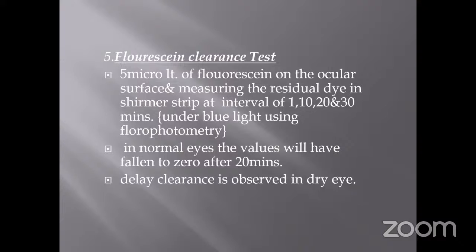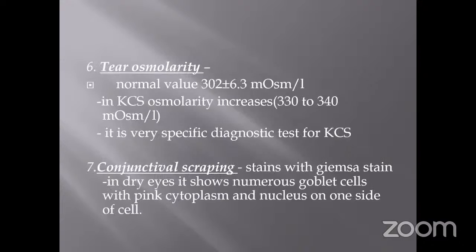That is why what we do is instill fluorescein on the ocular surface, and we measure the residual dye in a Schirmer strip at intervals of 1, 10, 20, and 30 minutes under blue light using fluorophotometry. In normal eyes, the values will have fallen to 0 after 20 minutes. That means, due to the normal flow of tears, the fluorescein gets cleared after 20 minutes. Delay in clearance means there is a dry eye.